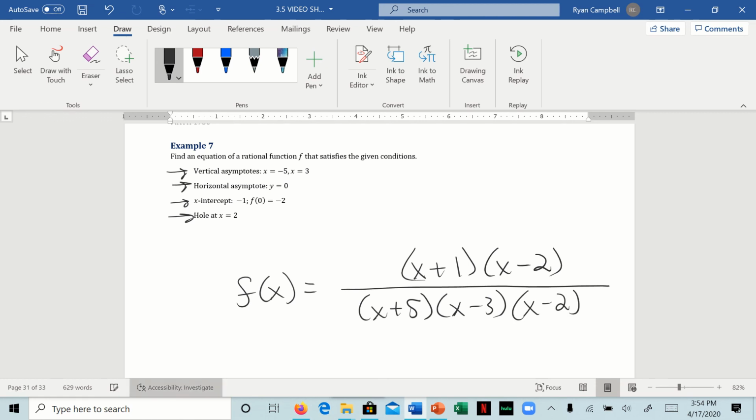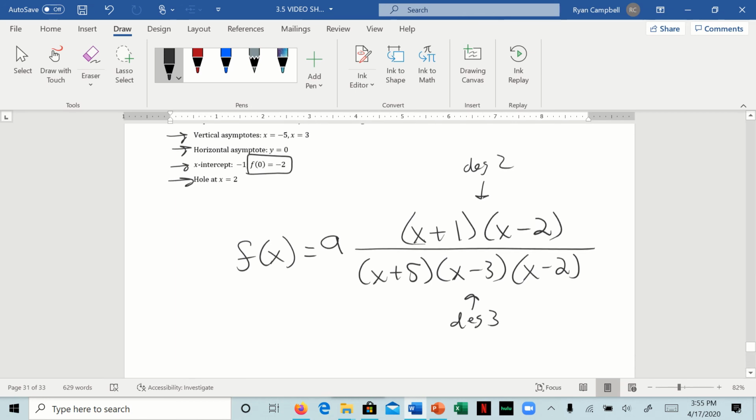We know we have a horizontal asymptote at y equals 0, which means that the top has to be less than the bottom. And if you notice, the degree of the top is 2, the degree of the bottom is 3. So that's good too. So we're all good there. The only thing we haven't talked about is when you plug in 0, you should get -2. So don't forget, there is a coefficient out front, right? There is some coefficient a out front.